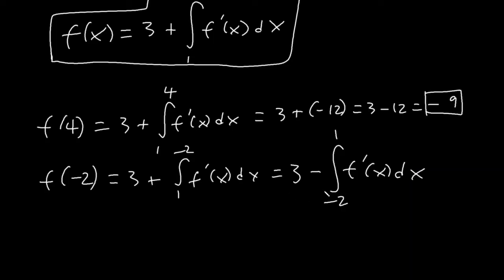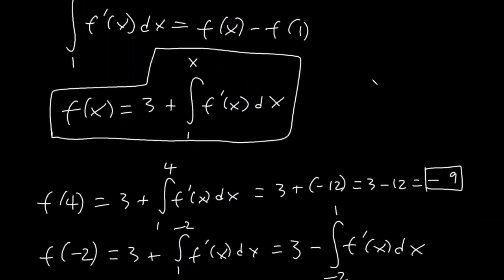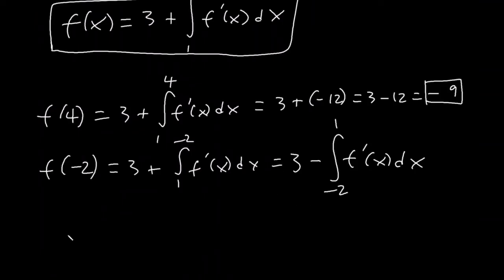Okay? So what is this? Well, the integral from -2 to 1 of f prime of x dx is the area between -2 and 1. And if we go here, the area from -2 to 1 is -9. So I can go down here, and I can say that this is equal to 3 minus -9, which is 3 plus 9, which is 12.